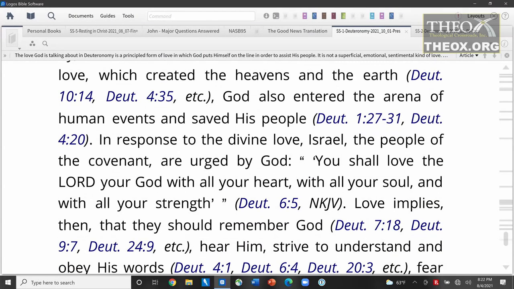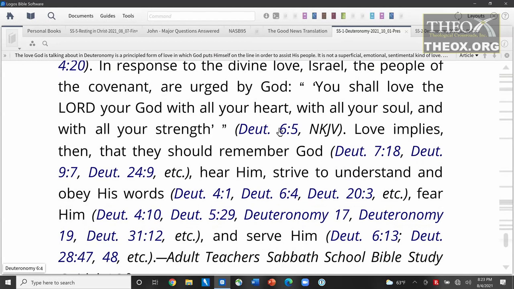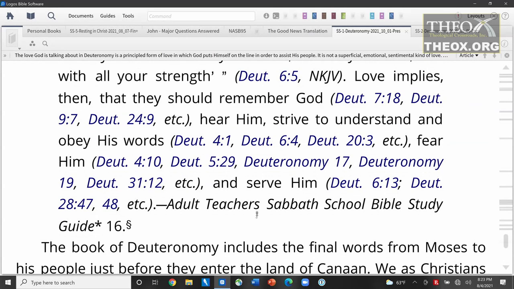In response to the divine love, Israel, the people of the covenant, are urged by God, quote, you shall love the Lord your God with all your heart, with all your soul, and with all your strength, Deuteronomy 6:5. Love implies, then, that they should remember God, hear him, strive to understand and obey his words, fear him, and serve him. And there are references for each of those.